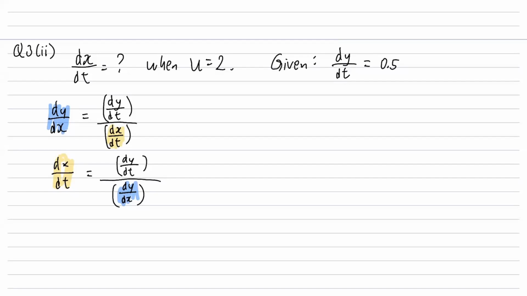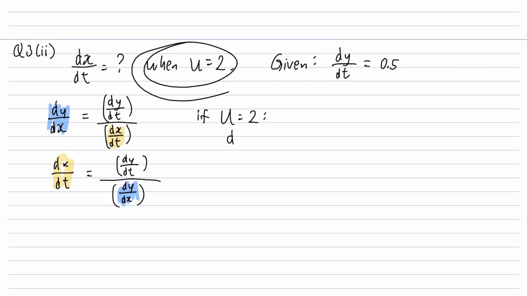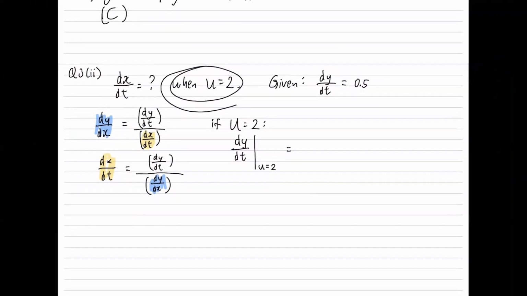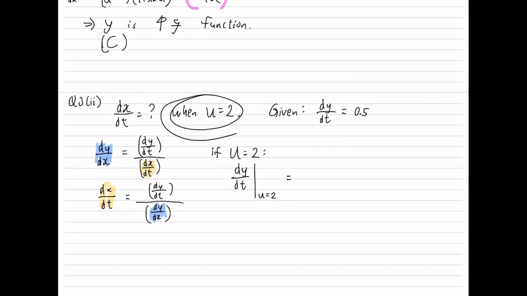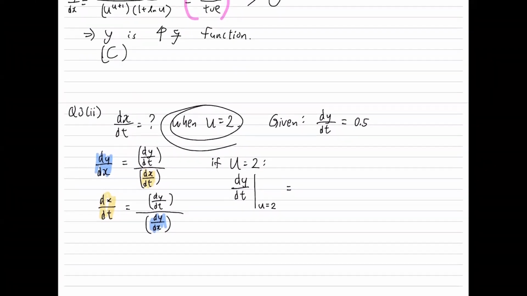Well, this is when u is equal to 2. So let's consider when u is equal to 2, what happens to your dy by dt? A notation that you can write for this is draw a vertical line, u equals 2. So let's take a look. Oh, wait, it's a constant. So it doesn't matter what u is. It's always 0.5. That's what constant means. Doesn't matter what u is.